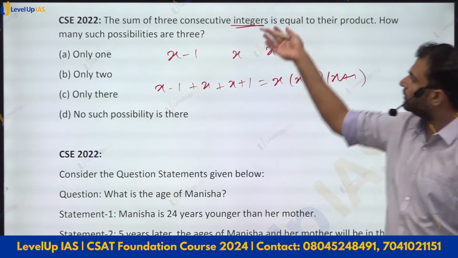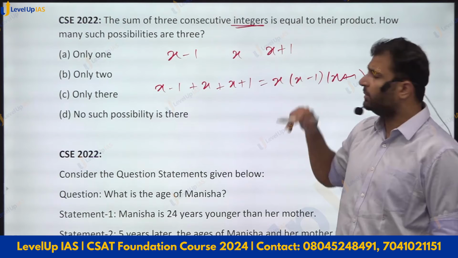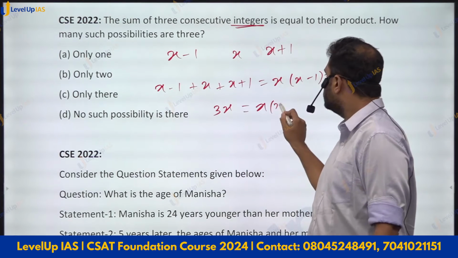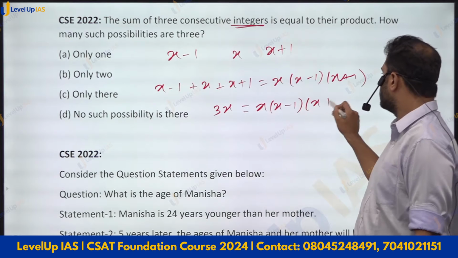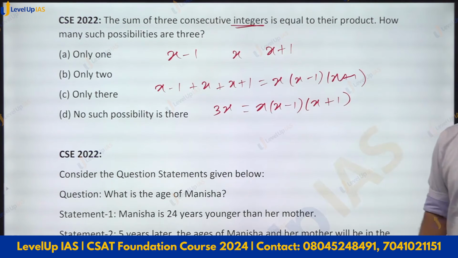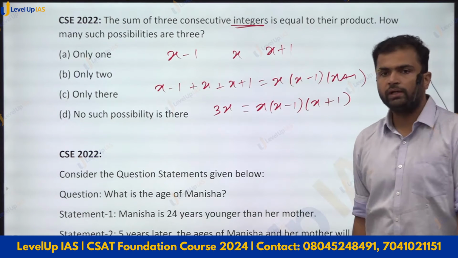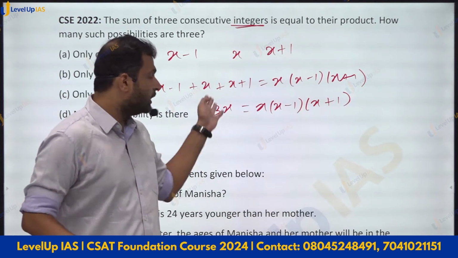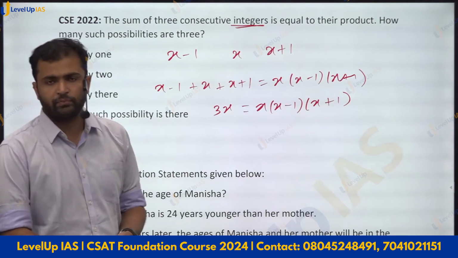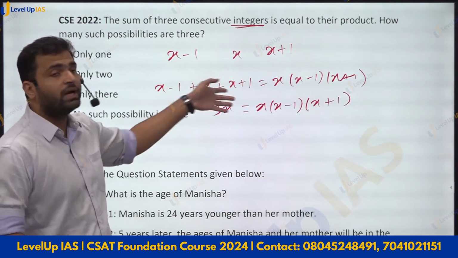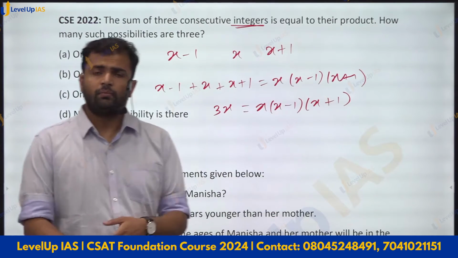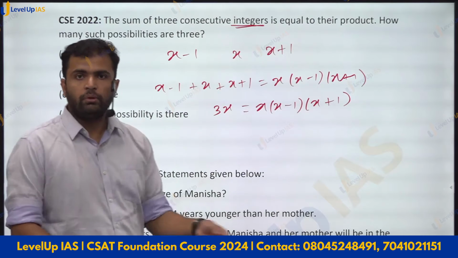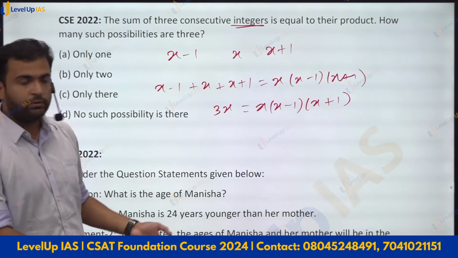This is what we have from the given information. Let us add. This is 3x is equal to x into x minus 1 into x plus 1. Now here we have x, here we have x. Natural instinct would lead you to cancelling x from both sides, but cancelling means division. Cancelling means we are dividing both sides by x. When can we cancel or when can we divide? When the number is not 0. Because we cannot divide by 0, that is not allowed.